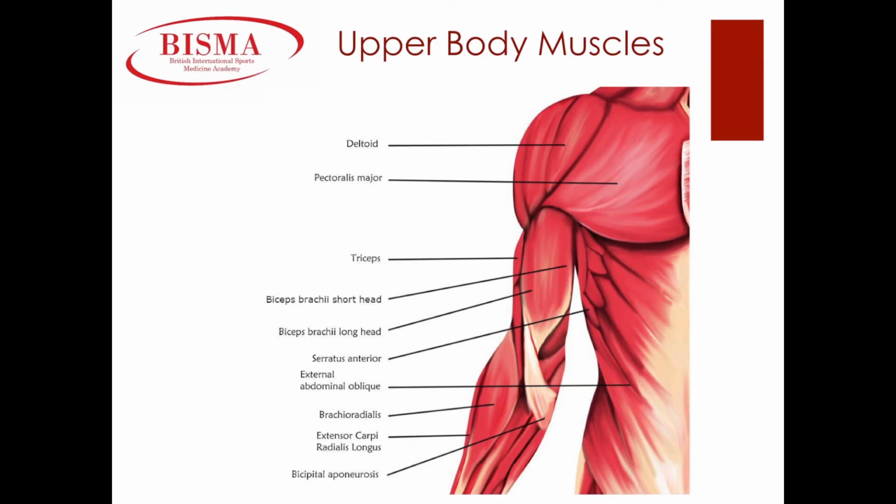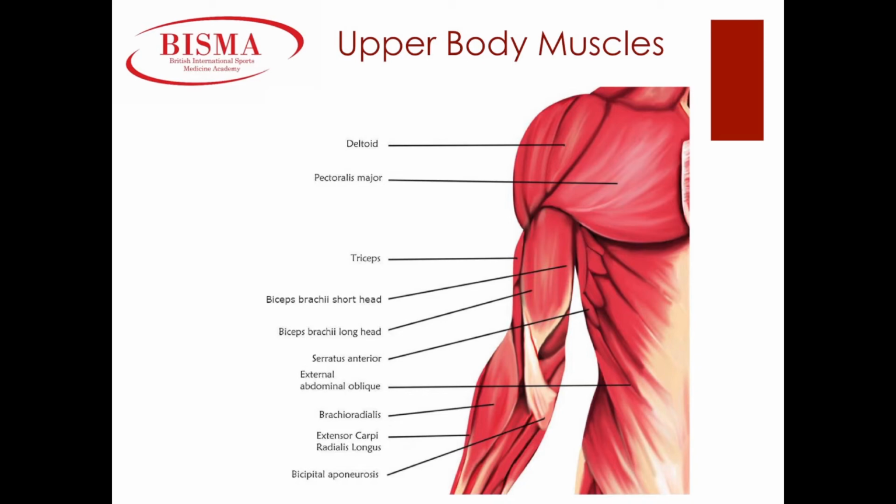Brachialis is also a muscle found in our upper arm, which originates on our humerus and inserts on our ulna bone in our lower arms. It crosses the elbow joint, and when it contracts or shortens, it flexes the elbow.